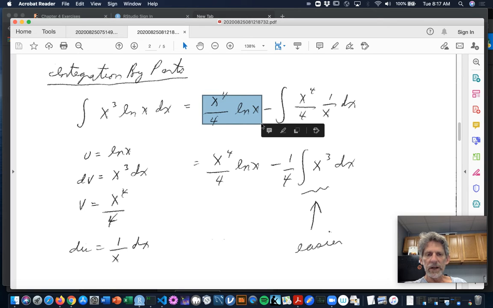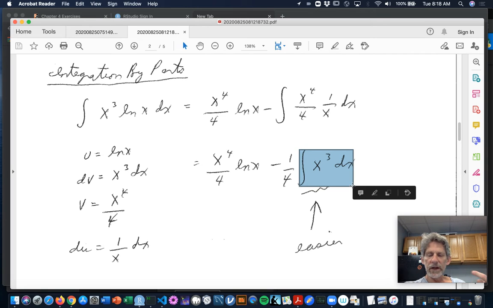The uv comes down to this, and the minus the integral of the v du leaves us with something where there's some cancellation in the x's. And the resulting antiderivative is very easy to deal with.